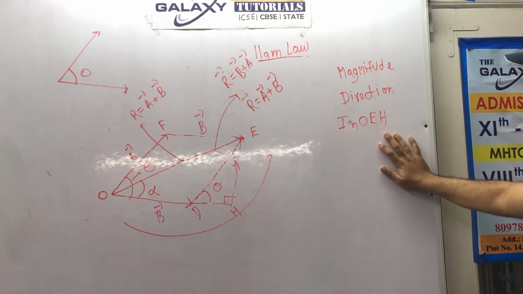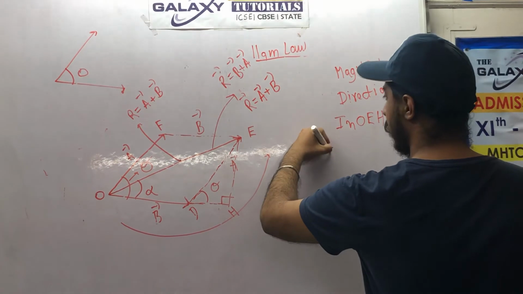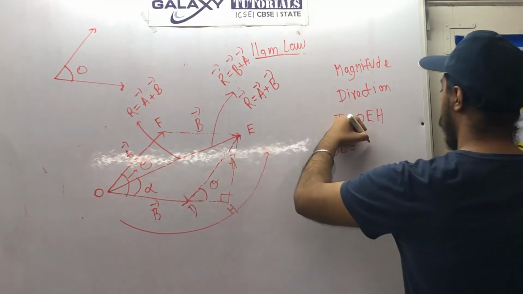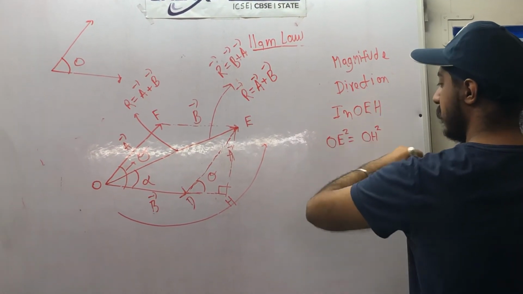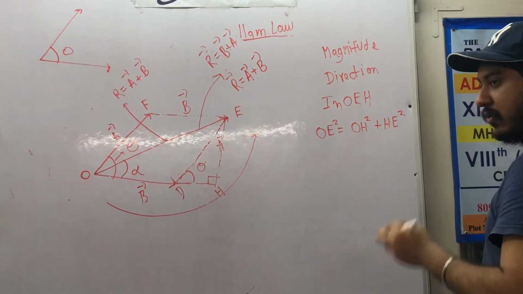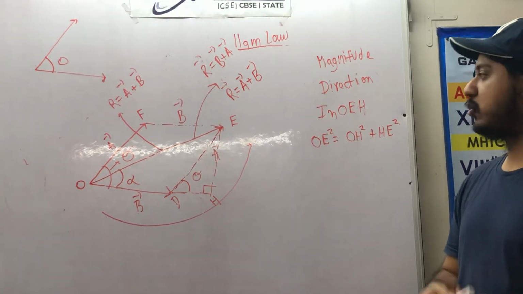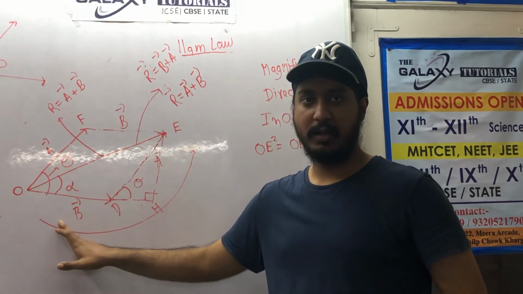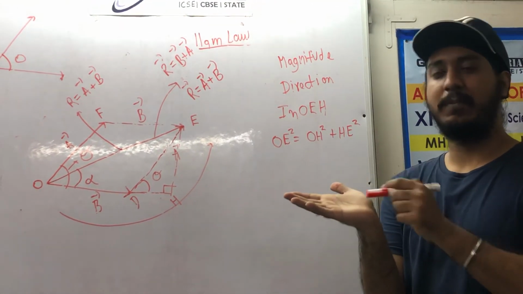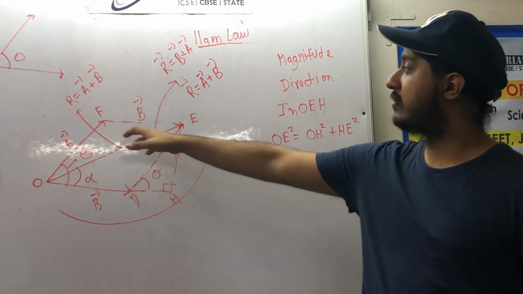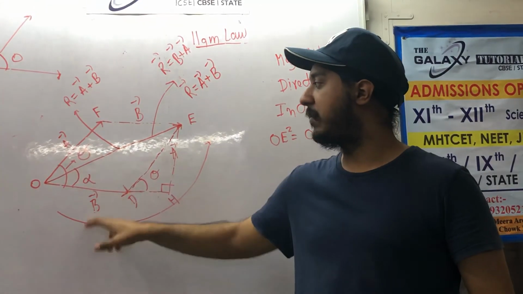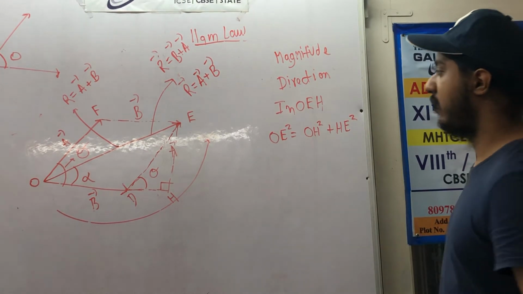So in triangle OEH, OE square according to Pythagoras theorem is equal to OH square plus HE square. One thing I will tell you again here: you know A and B. You also know the value of theta, because in the question they will give you the two vectors and the angle between them. The only unknowns are r and alpha. So I will find the answer in the form of A, B and theta. Let's continue.